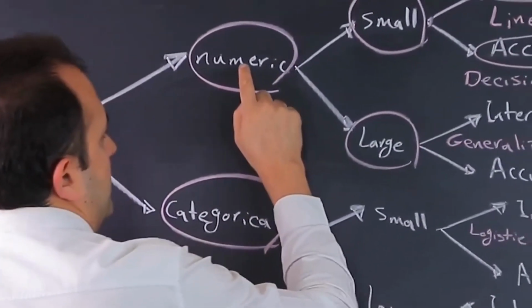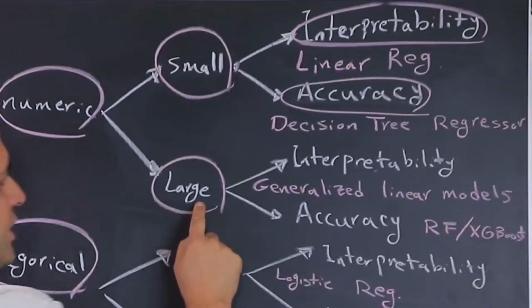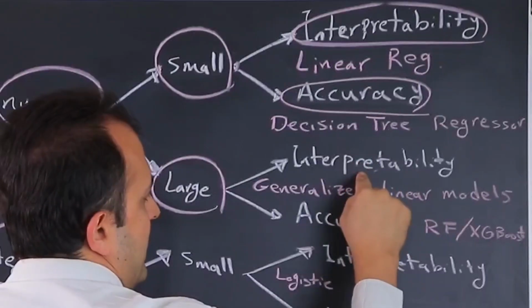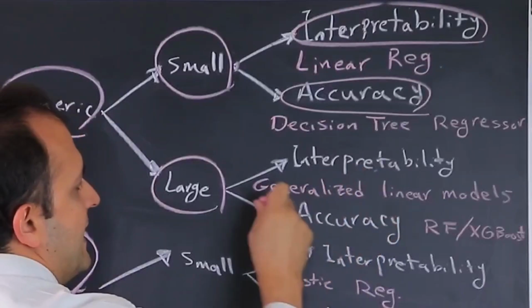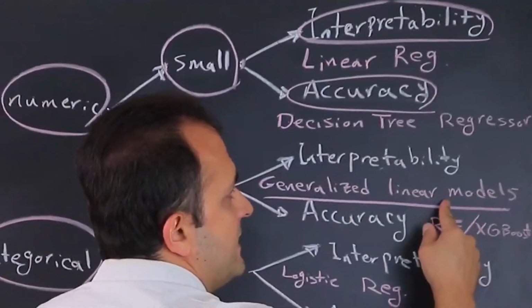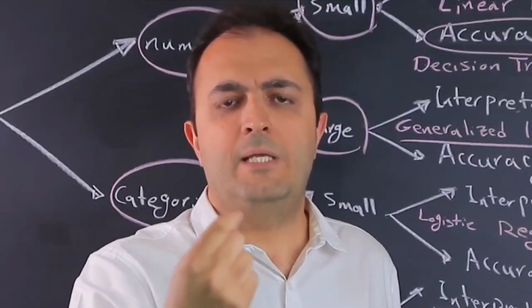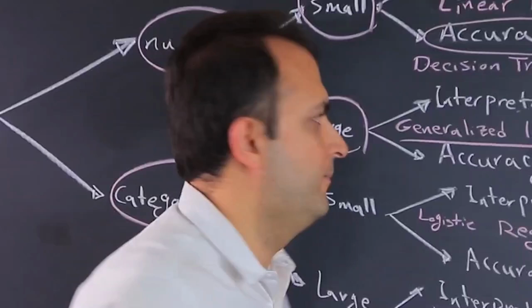If we're in the numeric branch, but our data set is large, depending again on whether interpretation or accuracy matters more to us, the methods differ. If interpretation is important, we use generalized linear models. Like what? Like analyzing the effect of advertising on a company's sales using, for example, 5 years of data. The data set is large.